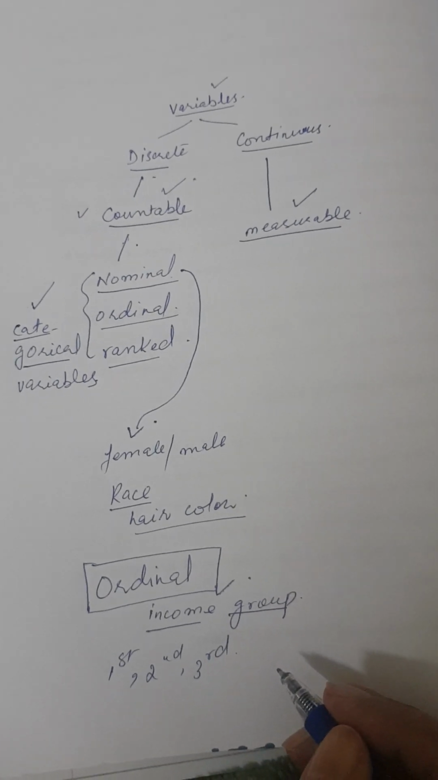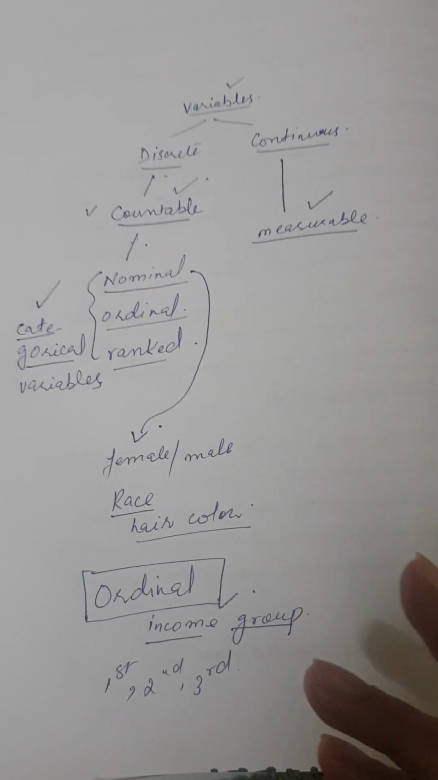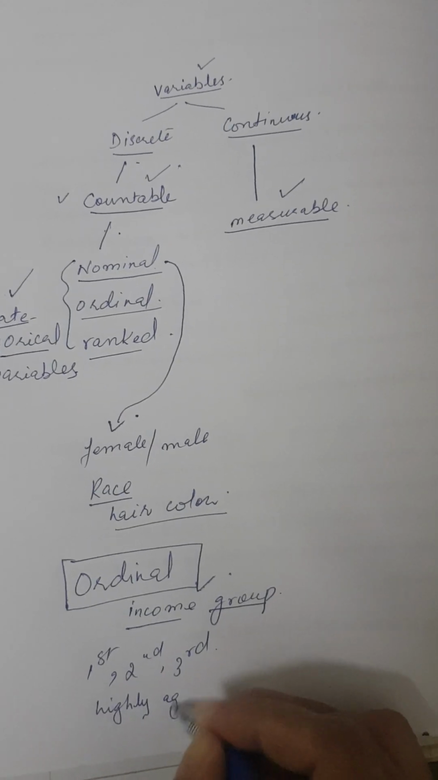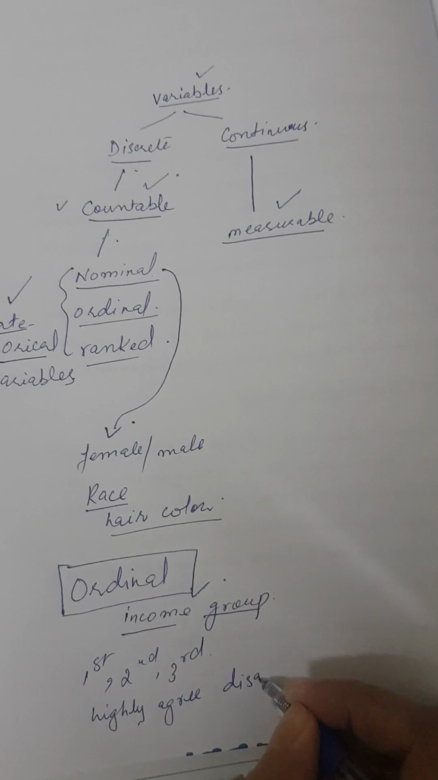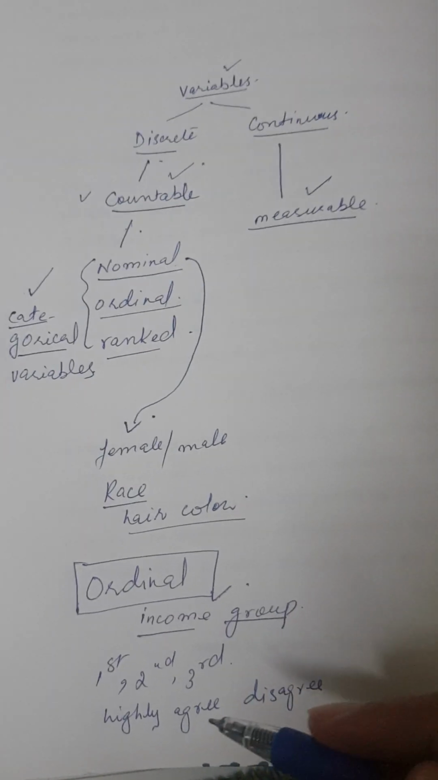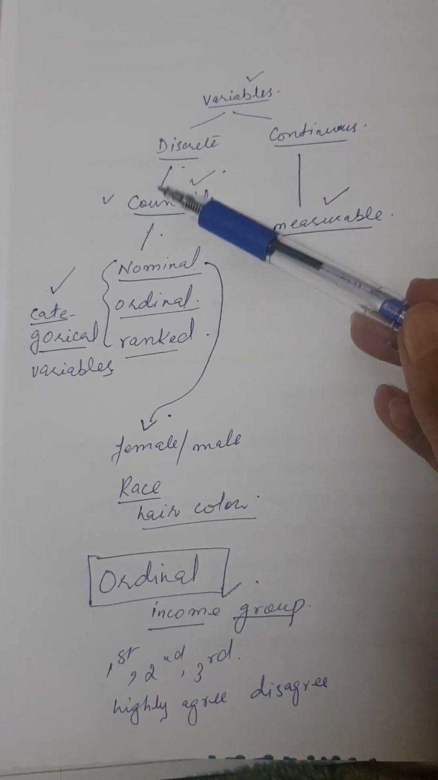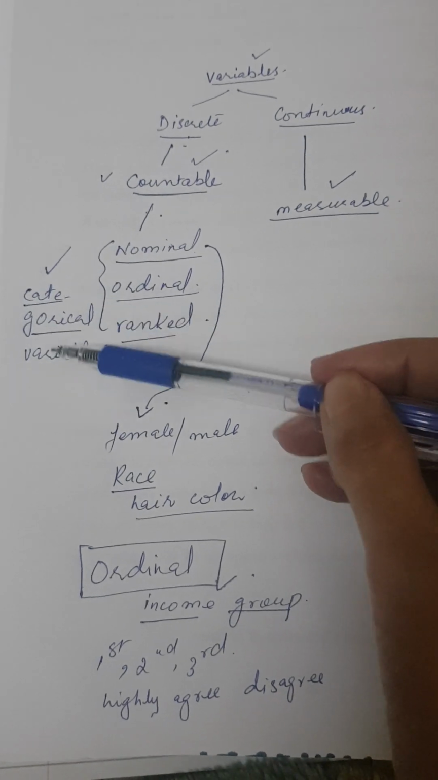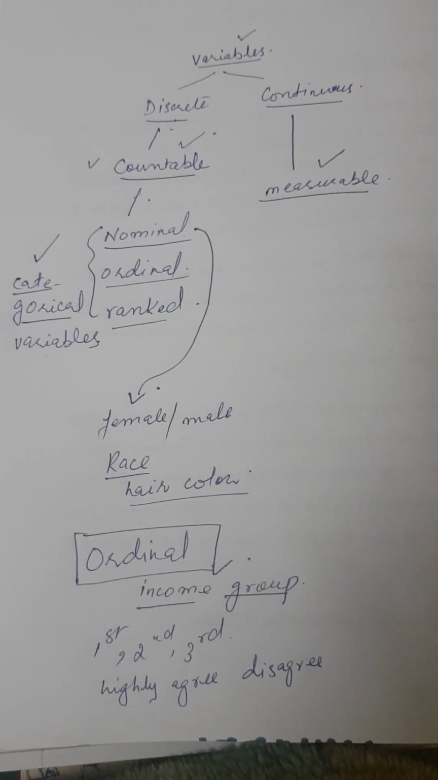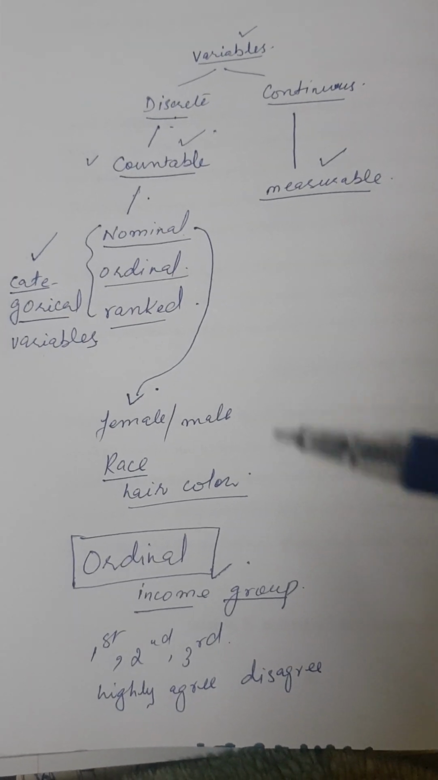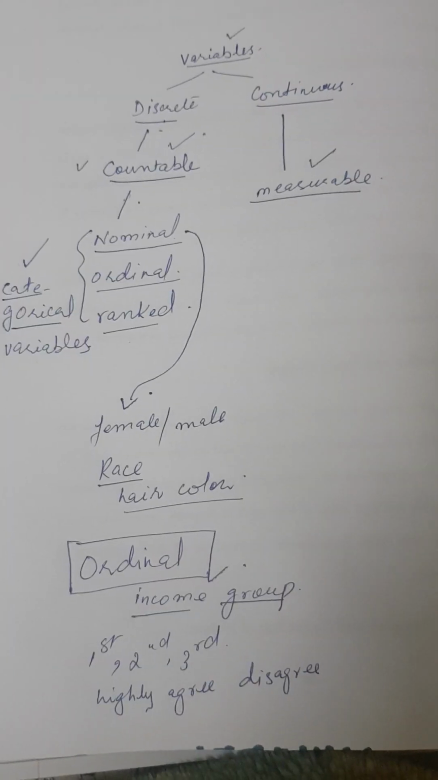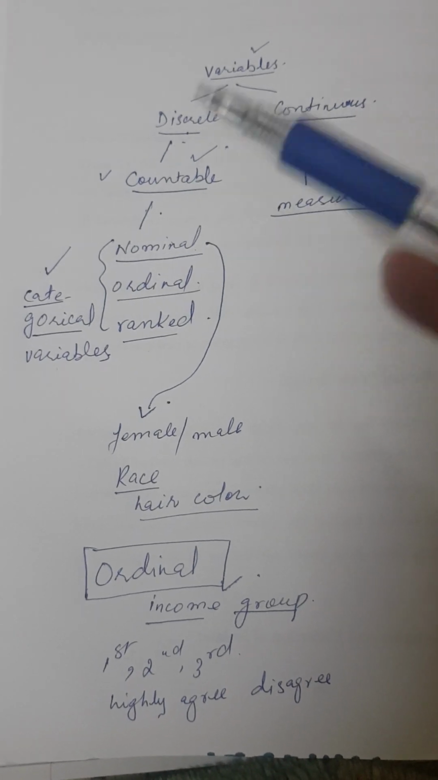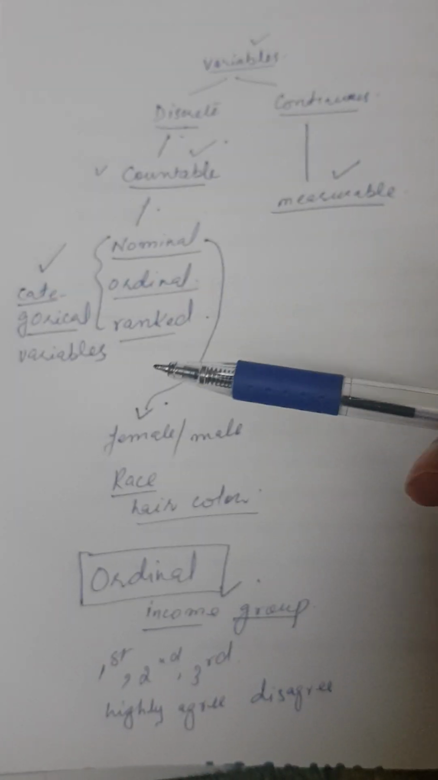Then the most important ones: we all know that most of the time in questionnaires, we have statements like highly agree, agree, disagree, neutral. All these are orders. So the countable discrete variables are nominal, ordinal, ranked, also called the categorical variables. The nominal ones are like gender distribution, race, hair color; ordinal ones are various orders, first, second, third, various income groups. All these are examples of discrete countable variables, which are nominal, ordinal, ranked.